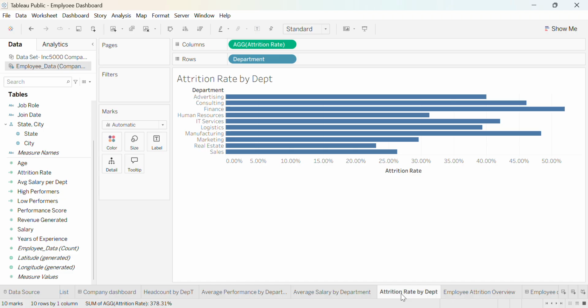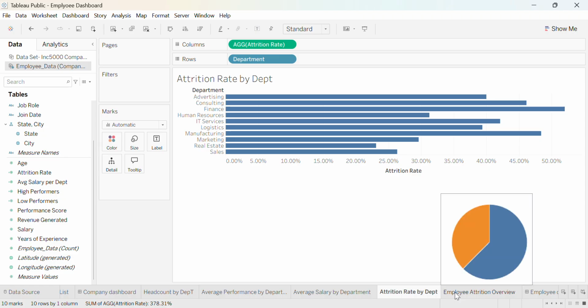The business implication is that finance, consulting, and manufacturing are facing a serious talent retention problem, and this is happening despite finance and consulting paying the highest salaries in the organization. So the problem is not money. It could be work culture, poor management, lack of growth opportunities, or work-life balance issues.